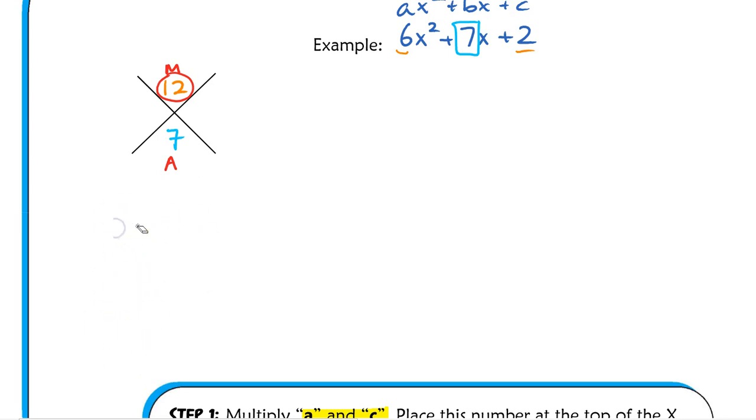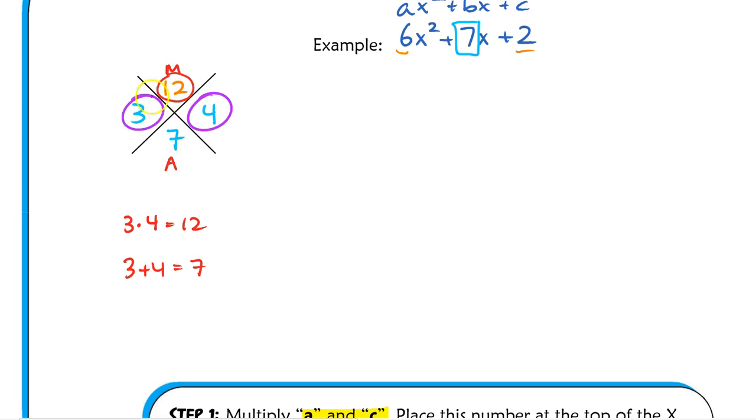Now, I have another set of numbers that would multiply to 12. That would be 3 and 4. If I multiply 3 times 4, that gives me 12. And if I add up 3 plus 4, that gives me 7. Okay, so my 2 numbers that I'm going to be using are 3 and 4. These are really important numbers.